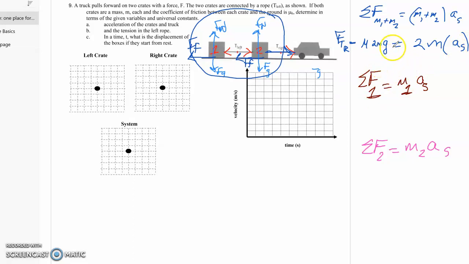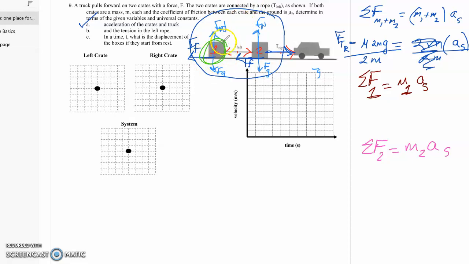And they do want us to find that A. So I think all we would have to do now is just divide by 2m. Right. And we've got A. So yay. Now the kicker is once you have A, you're in. So now I can get whatever I want.